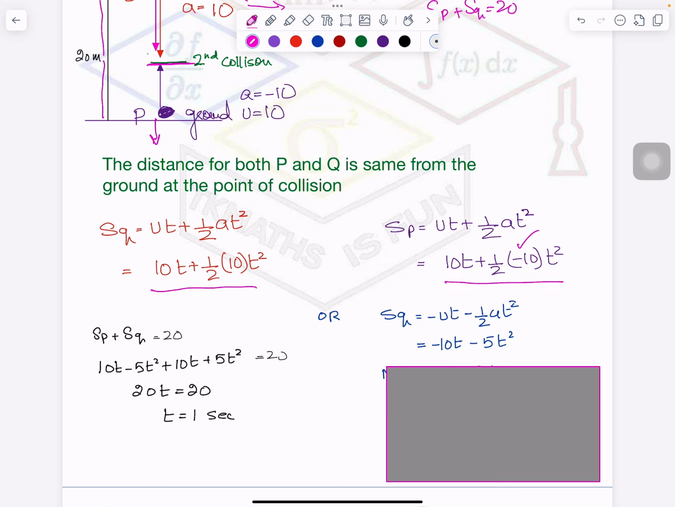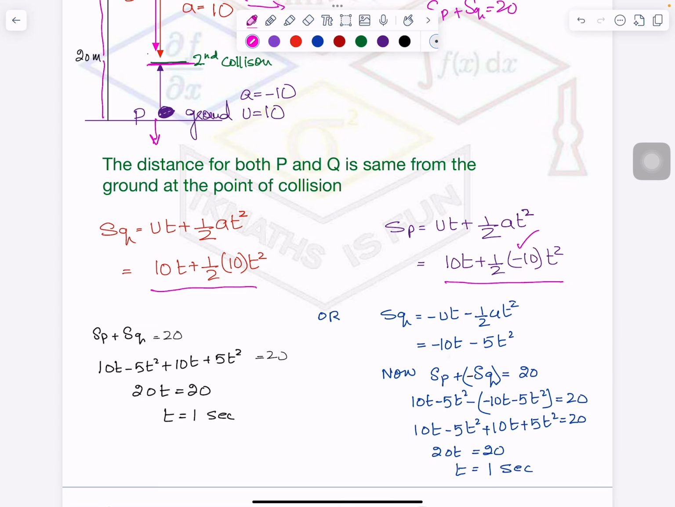Just to show you, if I'm taking both negative, right? Like I said, both directions are acting downward, U and A. So I'm taking both of them negative. And when I add up, remember the distance will be negative now, right? Because it is coming downward. So all the downward things you are taking now negative. So this will also give you 1 second.